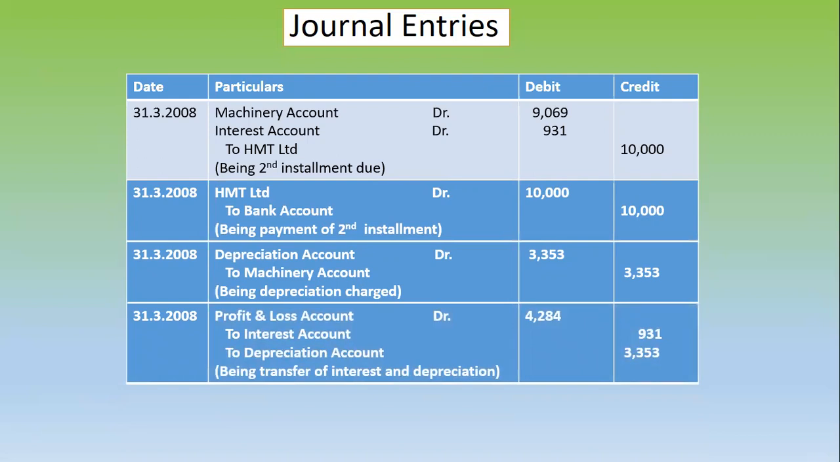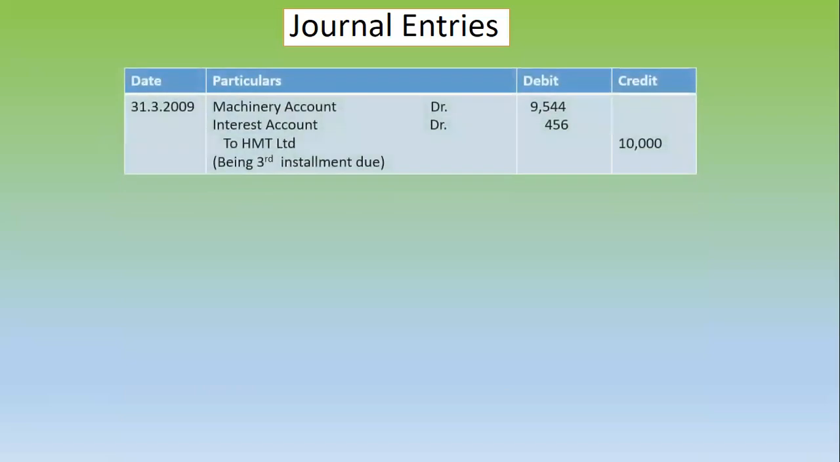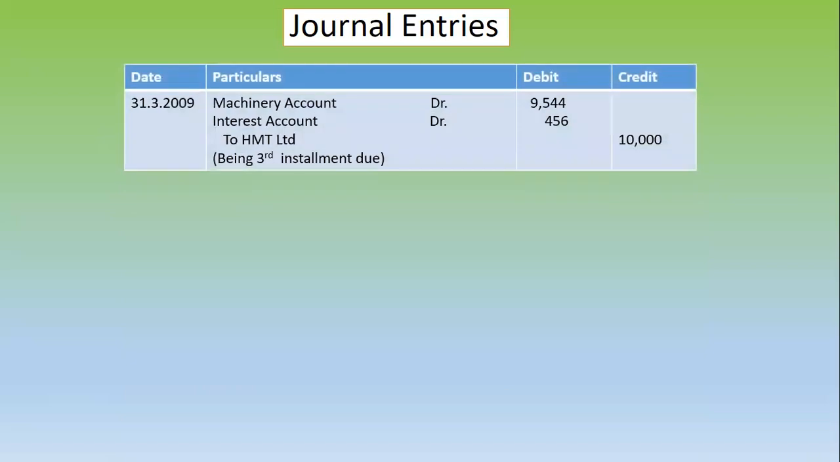So profit and loss account debit 4,284. How does it come? Interest account 931, depreciation account 3,353. If you add both values, you get 4,284. Now for the third year, again we are going to calculate.